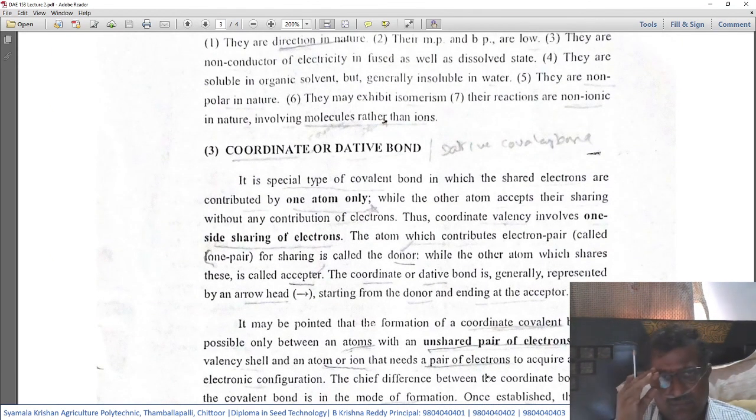Now let us see the third type of bond, that is the coordinate or dative bond.